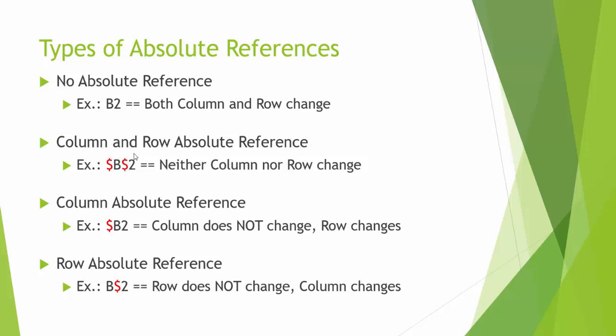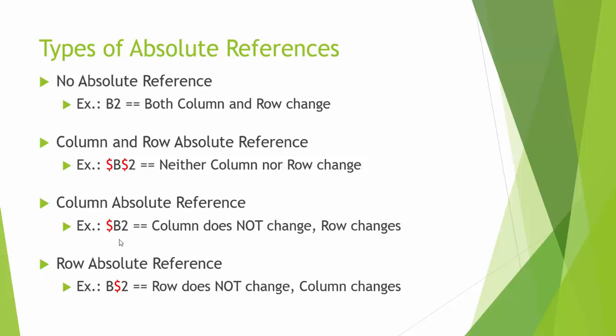The column and row absolute reference has $ signs in front of both the column and row. This means that neither the column nor row will change. So if I put that into a cell and drag down, it's going to keep B2 all the way down.